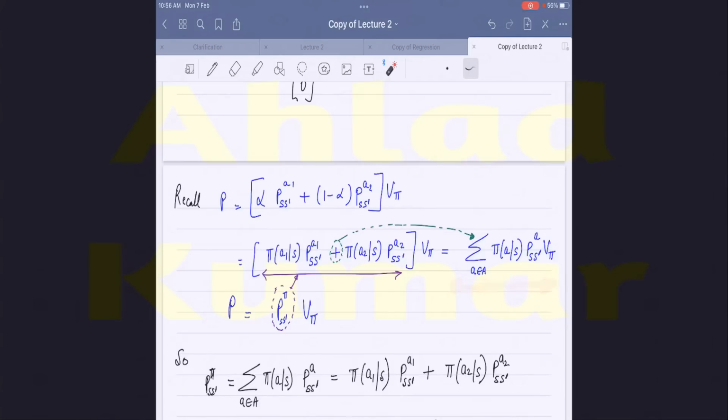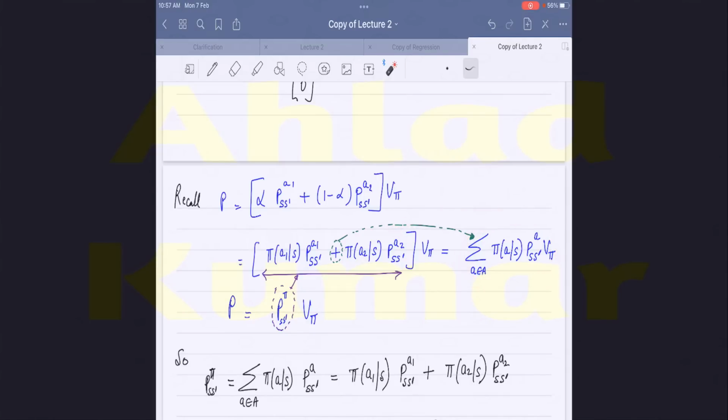If you recall our value of P, it is nothing but this expression here. And what is this expression? It is basically the summation over all the actions, with a probability pi acting onto the state transition matrix that you have for different actions, times the V pi. If you want, you can expand it like this.